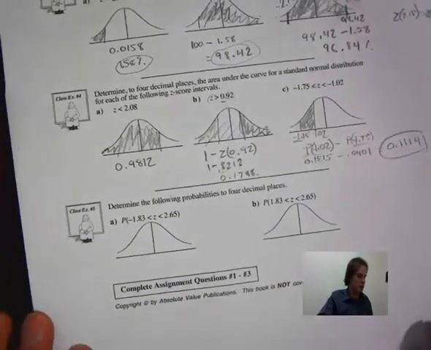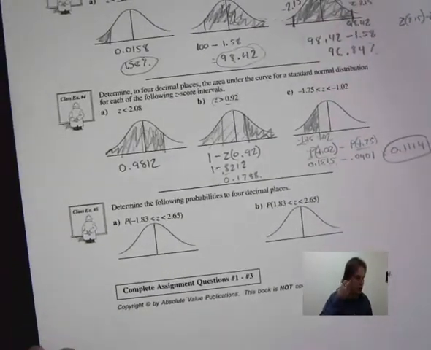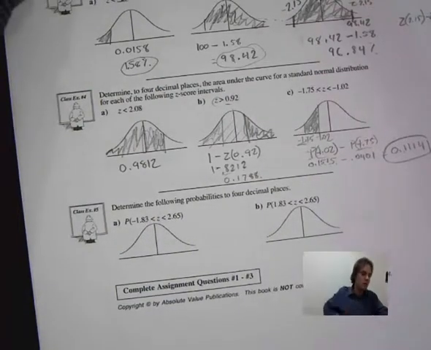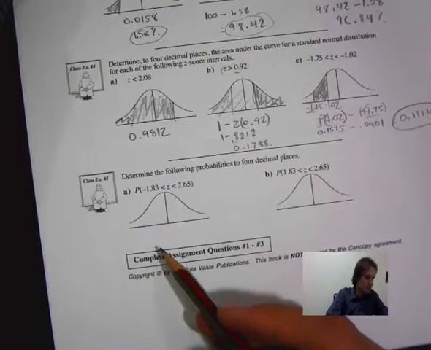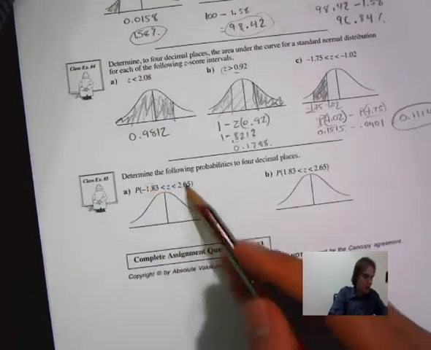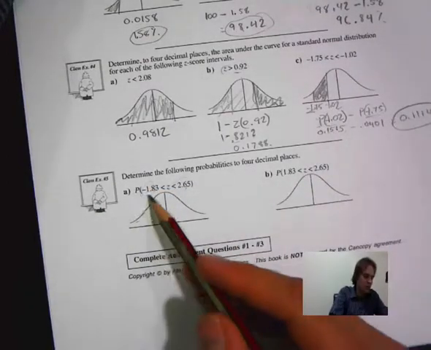Second last set of questions. This one here says determine the probability. Find the following z-score intervals. So this next one says find the probability of each of these. So we want to find the probability for each of these here. This is kind of what I did there. So we want 1.83.